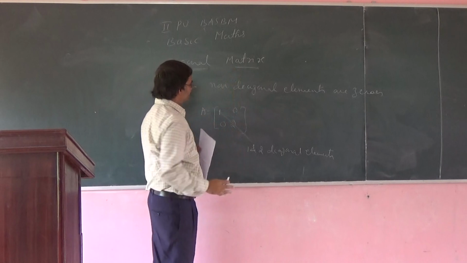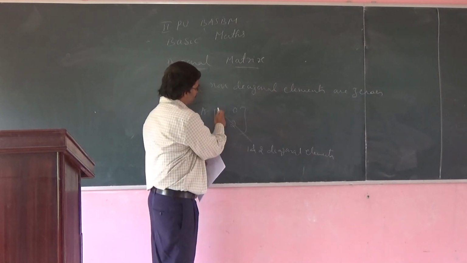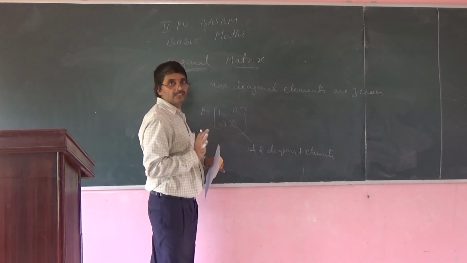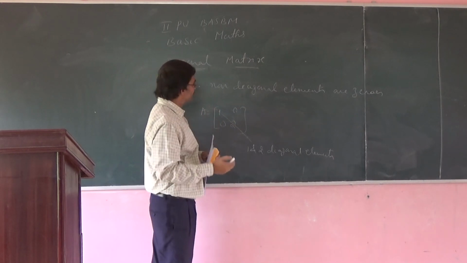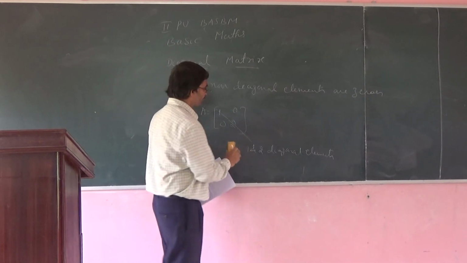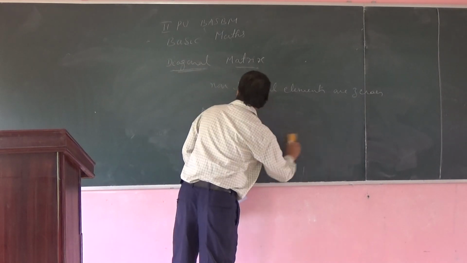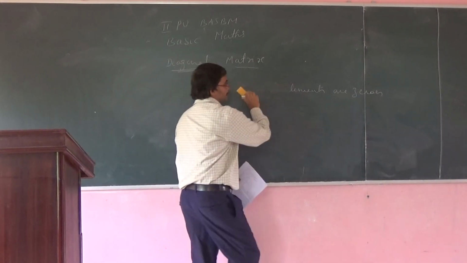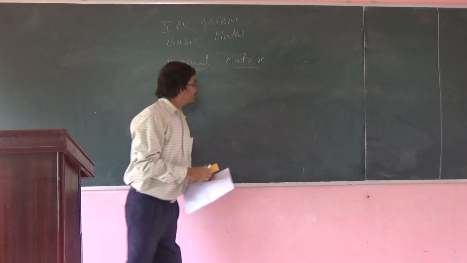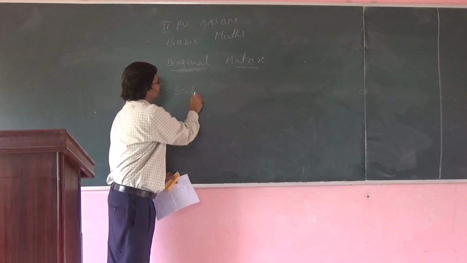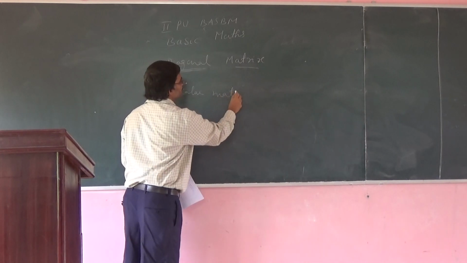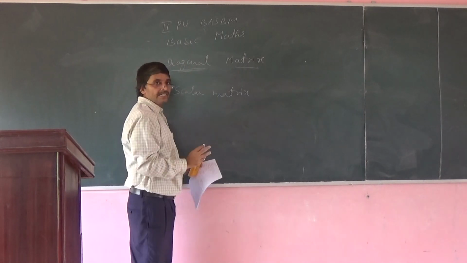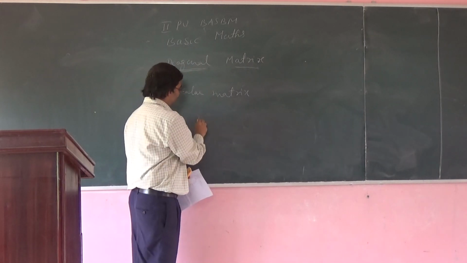Now what is a diagonal matrix? Here the condition is that these diagonal elements may or may not be zeros, but the non-diagonal elements are zeros. This is called a diagonal matrix. Next one, scalar matrix. A scalar matrix is a diagonal matrix. So first of all, it is a diagonal matrix.